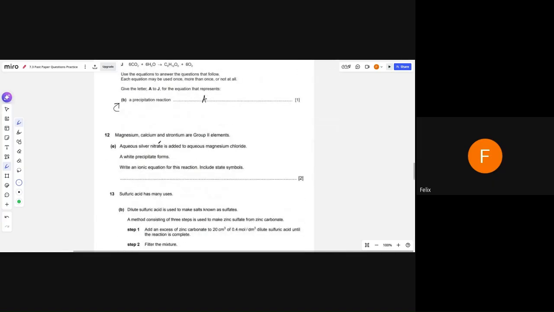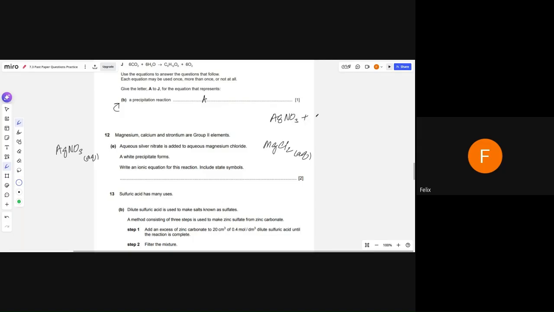Now, question number 12. Magnesium, calcium, and strontium are group 2 elements. Aqueous silver nitrate is added to aqueous magnesium chloride. A white precipitate forms. Write an ionic equation for this reaction. Include state symbols. So silver nitrate, AgNO3, which is soluble in water, is added to aqueous magnesium chloride, MgCl2. They both are soluble compounds. It says that a white precipitate forms. Very simple.